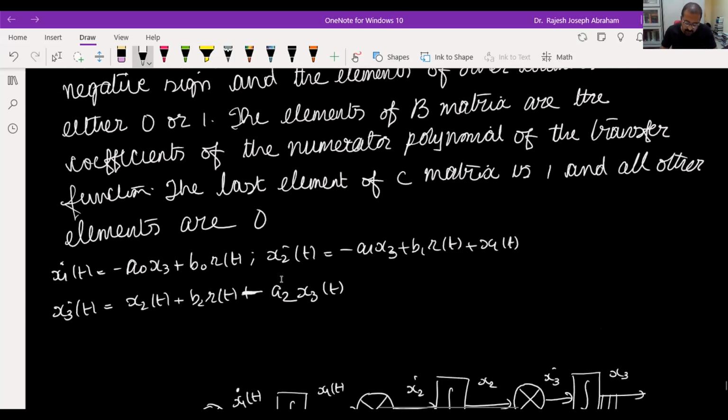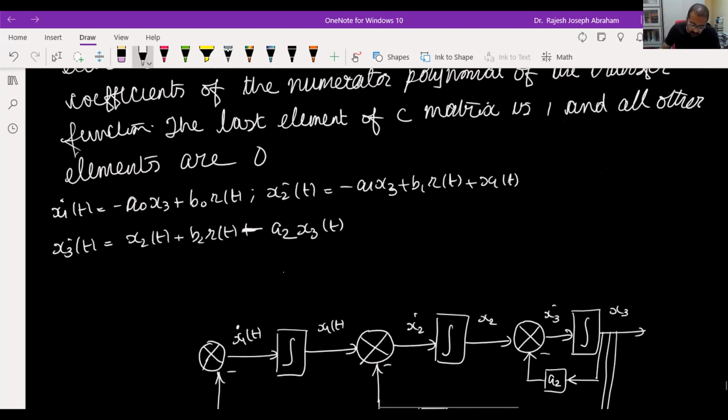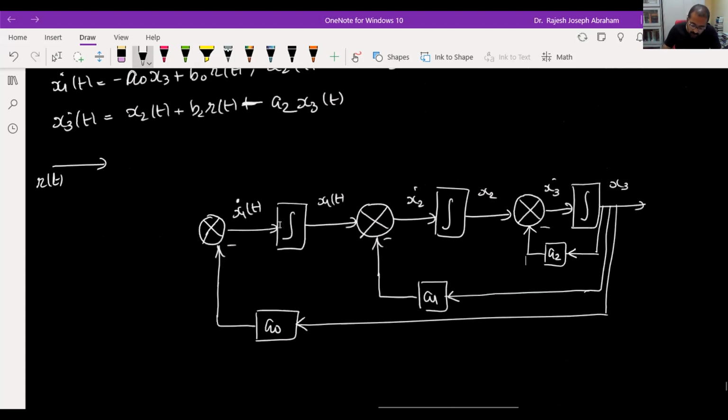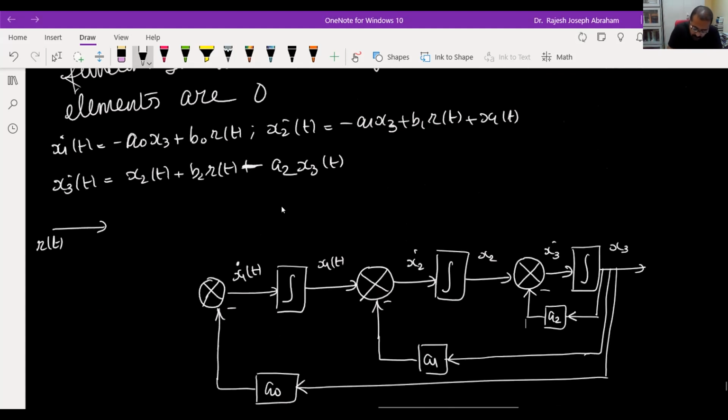What are the remaining terms? There should be an input term. Okay, suppose this is r of t, right? There should be a signal b naught. Okay, so the input signal r of t is present in x1 dot, x2 dot, and x3 dot. So that means it should come like this.